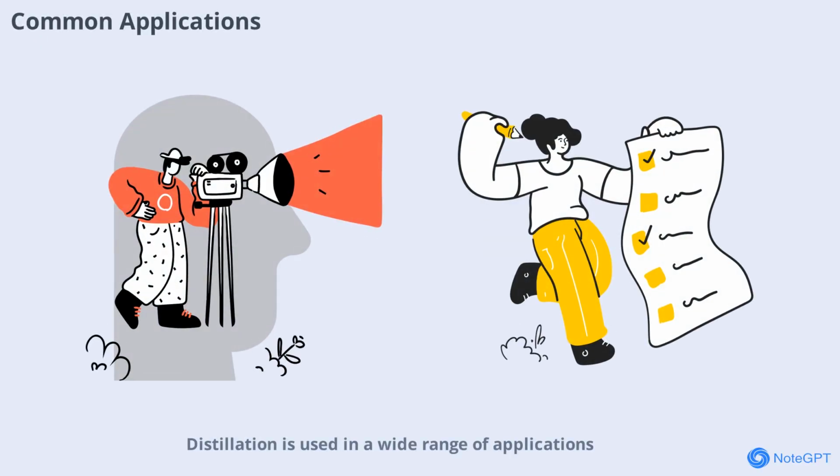Distillation is used in a wide range of applications. In addition to water purification and oil refining, it's essential in the production of alcoholic beverages, perfumes, and pharmaceuticals. The versatility of distillation makes it a go-to method for separating and purifying liquids in many industries.